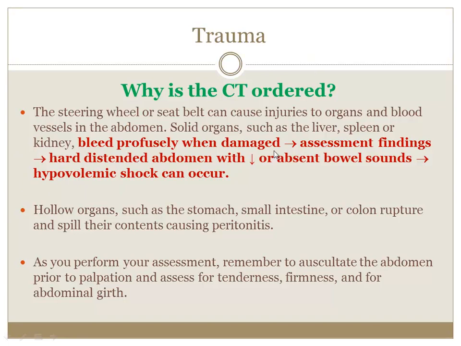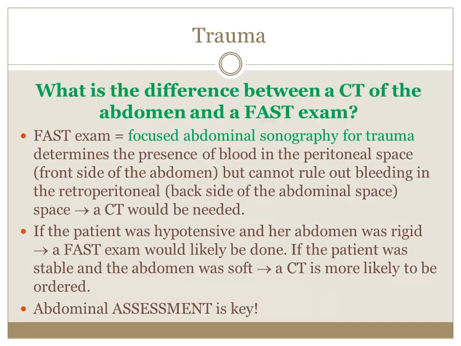Hollow organs such as the stomach, small intestine, colon, and the bladder can rupture and spill their contents into the abdominal space, causing peritonitis. So as you perform your assessment, remember to auscultate the abdomen prior to palpation, and assess the abdomen for tenderness, firmness, or look at the girth, because if you have a massive amount of bleeding into the abdominal space, your abdomen can become distended. So what is the difference between a CT of the abdomen and a FAST exam?